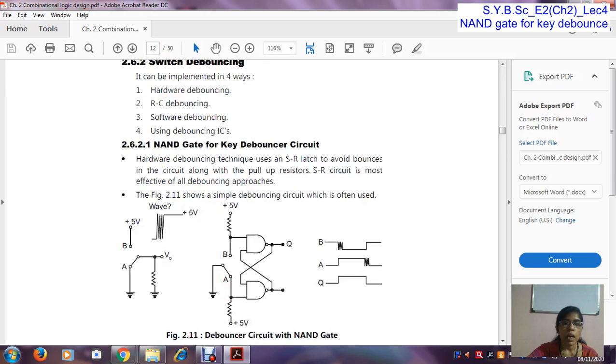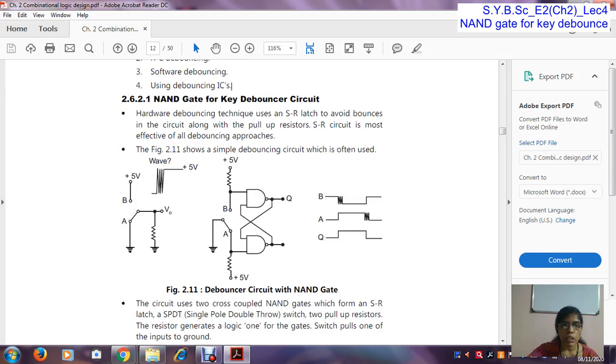So now we see the NAND gate for key debouncing circuits. This is the key. This is the two level. This is logic 1 and this is logic 0, and this is the key. When this switch is connected to terminal B, that means positive plus 5 terminal, then we get the output at logic 1. But when this switch is connected to ground, then we get the 0 output. So these are two terminals, terminal B and terminal A.